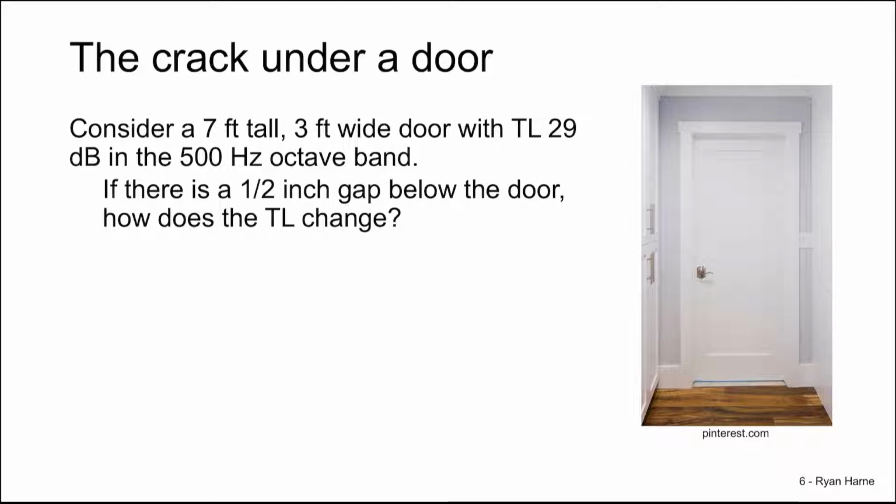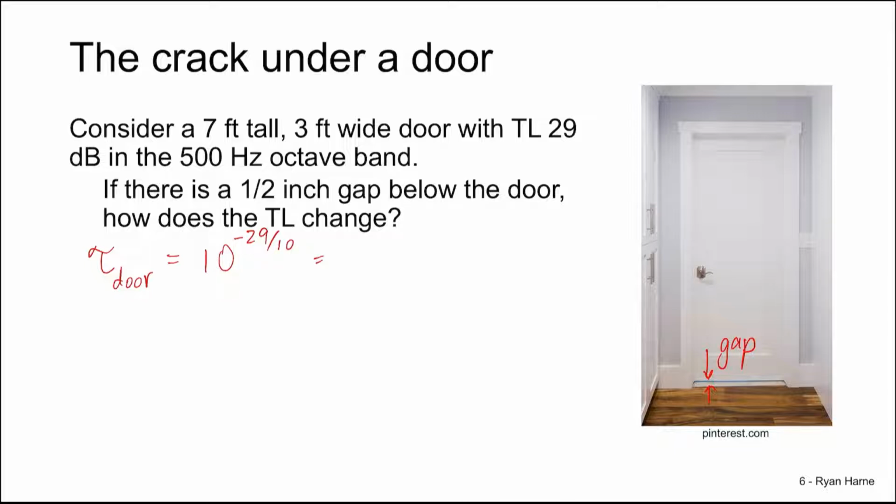So let's consider a standard 7-foot tall by 3-foot wide door that in the 500 Hz octave band is measured to have a transmission loss of 29 decibels. If there's a 1/2 inch gap when that door is installed to the floor, how does that overall change the transmission loss? Well, we first need to back compute the power transmission coefficient of the door using the transmission loss equation, and we would then write 10 to the power minus 29 divided by 10.